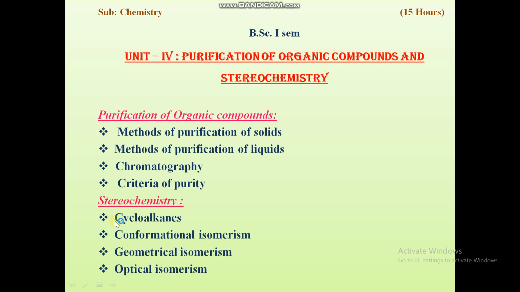Similarly, in conformational isomerism, definition, E and Z notation for 2-butene and butenoic acid, rules for assigning notations. Similarly, in optical isomerism, chirality, Van't Hoff hypothesis, optical activity, D and L configuration, R and S notation, sequence priority rules, enantiomers, diastereomers, etc. So these are the topics which we are going to cover in Unit 4.